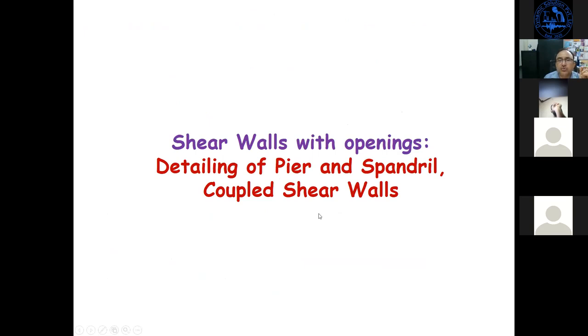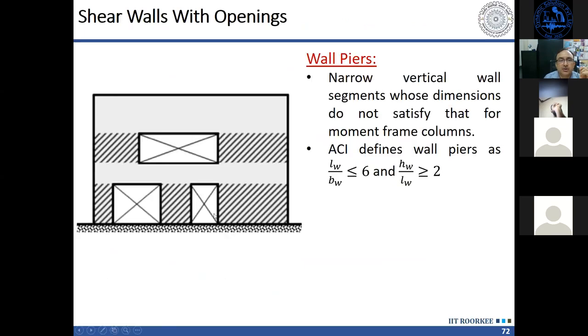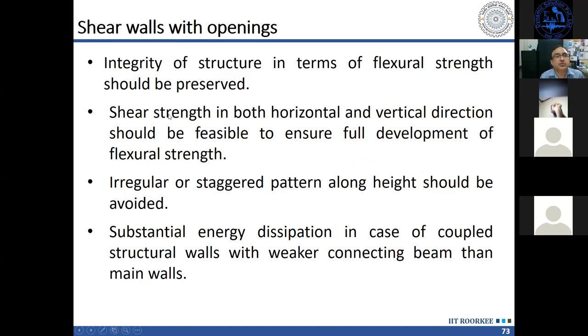So what to do near the openings? In case of spandrels and shear wall piers, we have to take care. Okay, and there are some clauses given in the code regarding the piers. So when we have a shear wall with openings, then we should ensure that the structure is integral in terms of flexural strength. That means due to the opening, the size and location of the opening should be such that the flexural capacity is not affected tremendously.